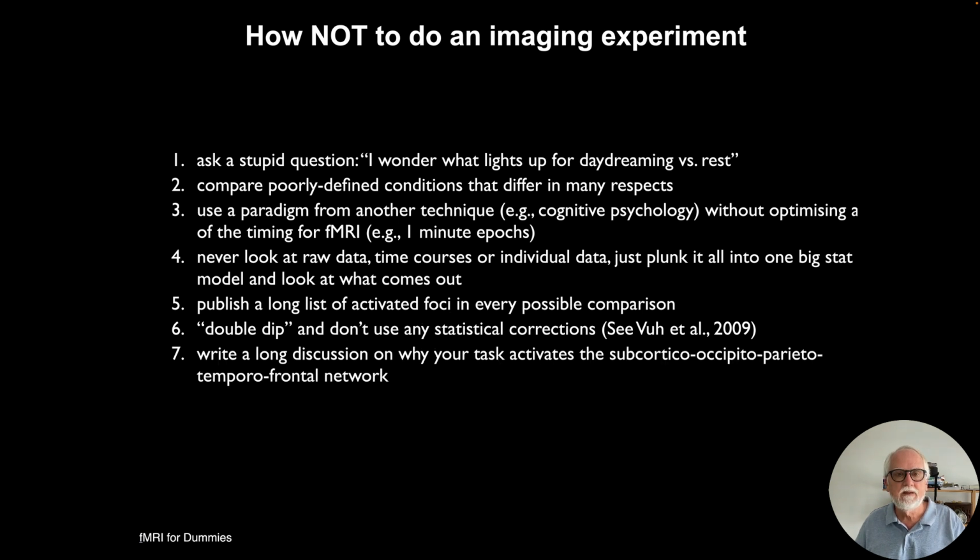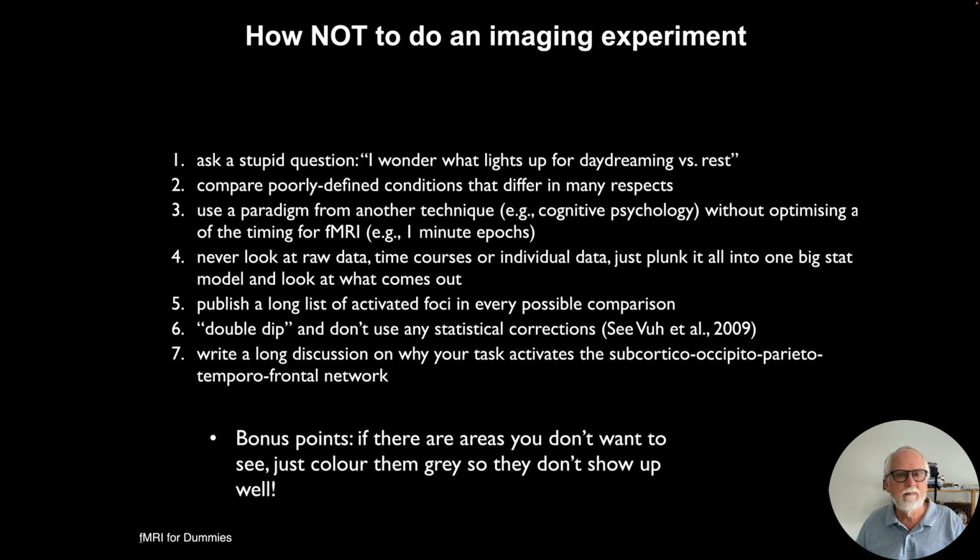Number 7, write a long discussion on why your task activates the subcortico-occipito-parieto-temporal frontal network. That's kind of a funny one because that's basically the entire cortex. And finally, bonus points, if there are areas that you don't want to see, just color them gray so they don't show up well.